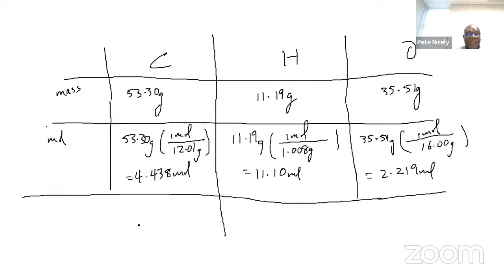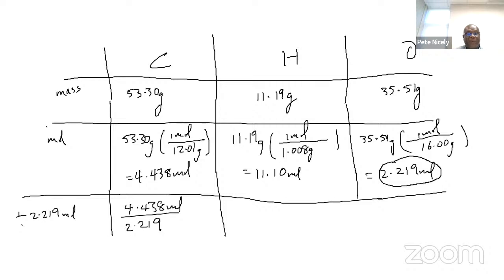And then the next step, as we did in previous examples, is to divide right through by the lowest number of moles, which would be, in this case, the 2.219. So here we're going to divide by 2.219 moles, right? So we divide 4.438 moles by 2.219 moles. And in the case of hydrogen, 11.10 moles, we divide that by 2.219 moles. So let's see what these give.